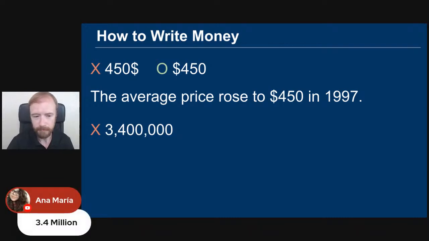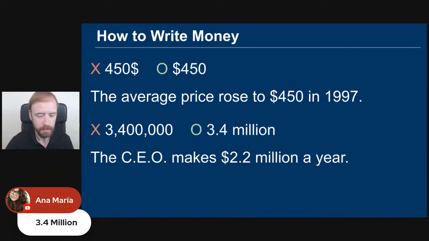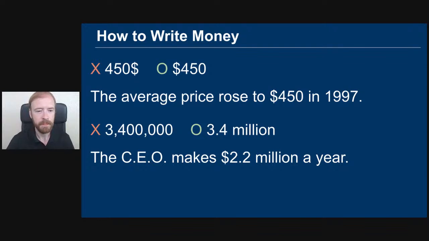So right there, Anna Maria has the correct answer. We want to write 3.4 million. But you put a capital letter on million. We don't want to put a capital letter on million. All right, so let's take a look. 3.4 million with a small m. The CEO makes $2.2 million a year. That's how you would write it.